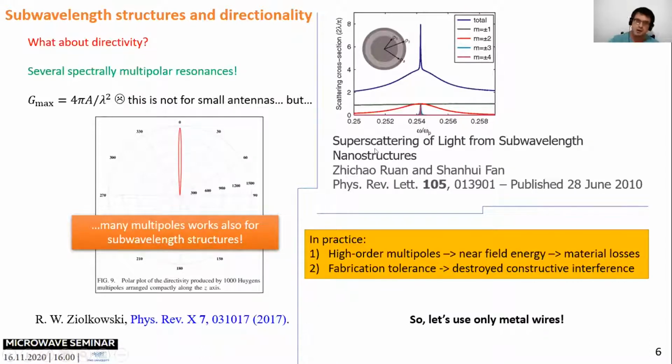Thus, we would like to apply first, as lossless metamaterials as possible in order to confirm the theoretical predictions in our results. And second, try to avoid this complex bulky metamaterial structure. Thus, our design would consist only of wires distributed on the surface of an imaginary cylinder.